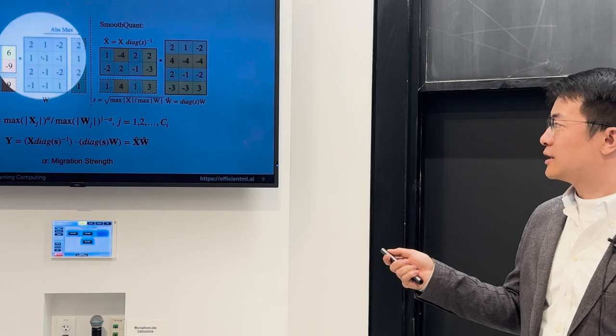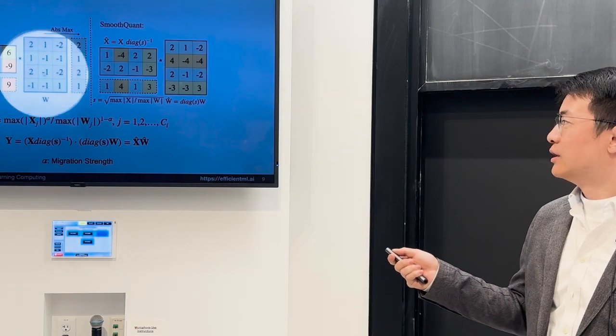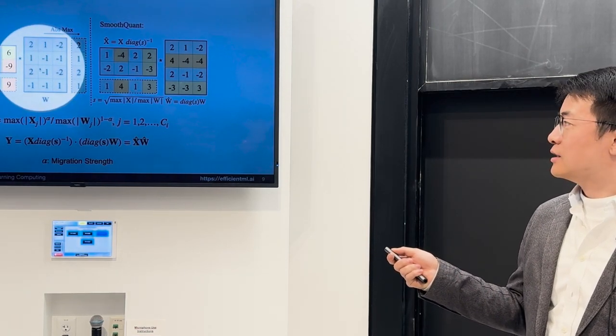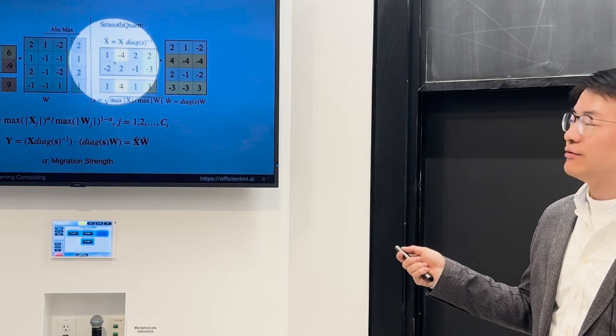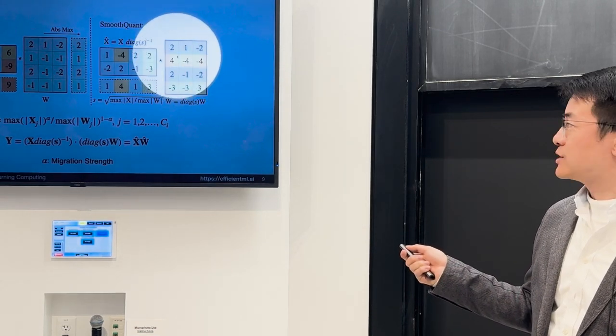But you can see the weight, the color is pretty white. There is no outlier here. So how do we migrate the quantization difficulty from activation to weight? So let's first see the result.